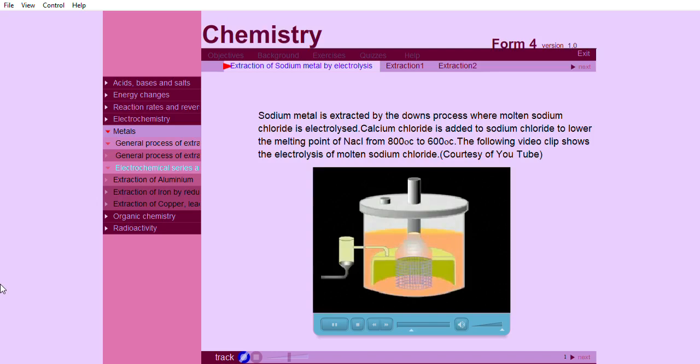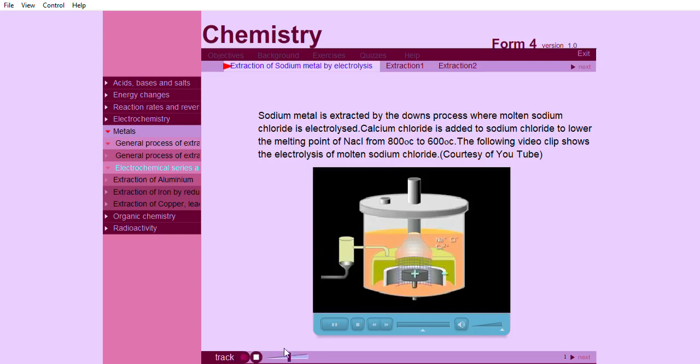The Downs cell has a central carbon anode and a cylindrical iron cathode. Neither electrode takes part in the reaction. Solid sodium chloride is a poor conductor, so it's heated to melt it. The electrolyte is actually a mixture of molten sodium chloride and calcium chloride. The calcium chloride plays no part in the reaction. It's there because it lowers the temperature needed to keep the electrolyte molten.